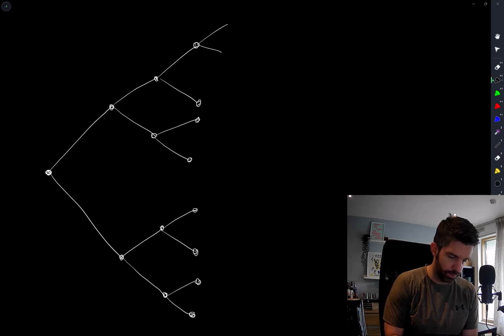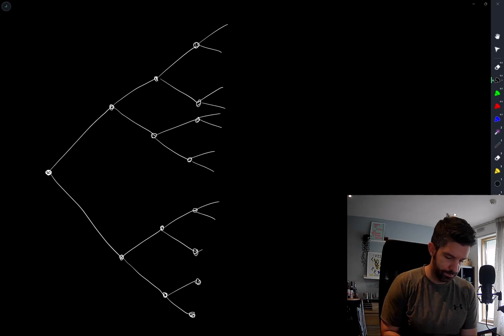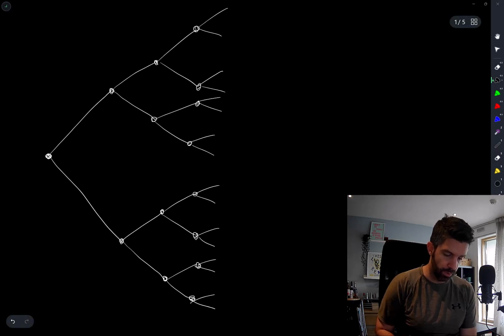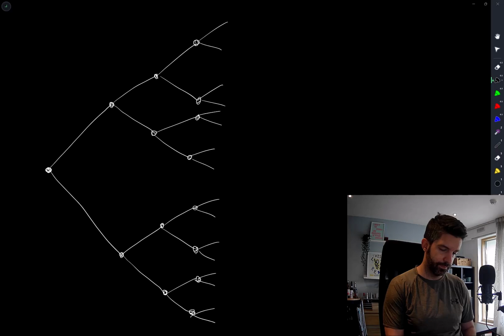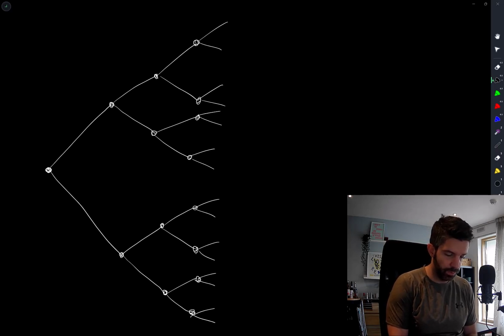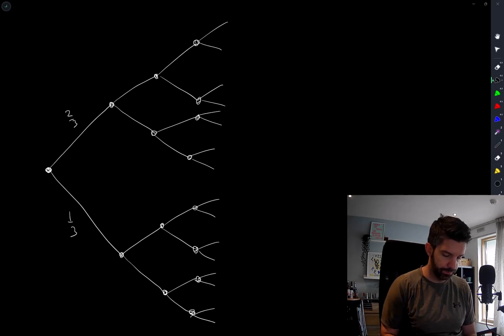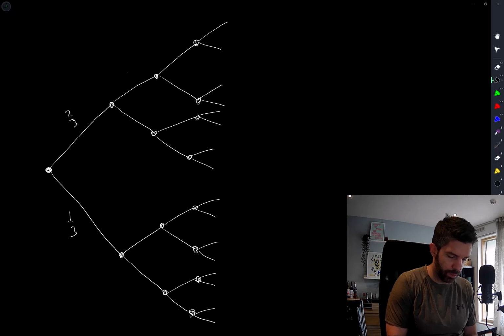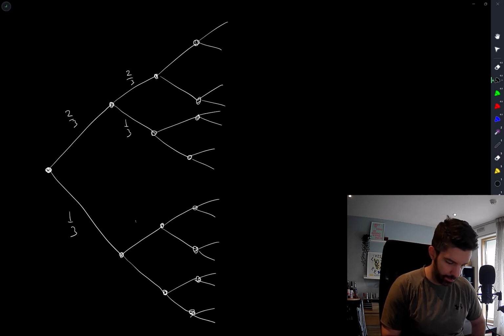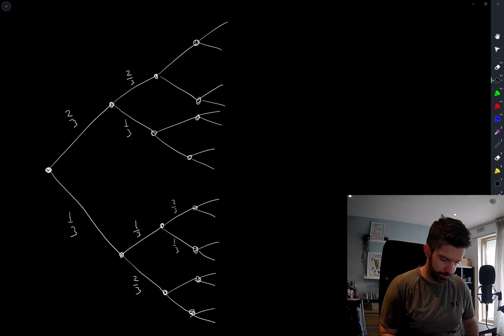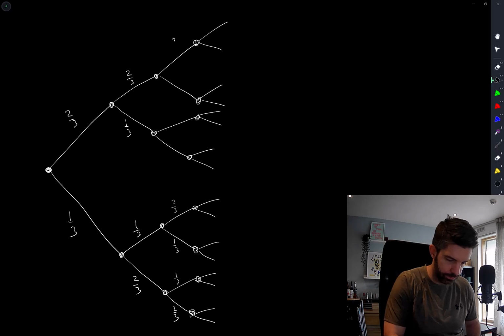One, two, three, four. And then we'd have one more set of branches. So because the first one was a win, the probability we win the next one is 2/3, 1/3 of losing. And then if we won this one, the probability of winning here is 2/3, 1/3 of losing. Here the probability of winning is 1/3, 2/3, then 2/3, 1/3, then 1/3, 2/3.